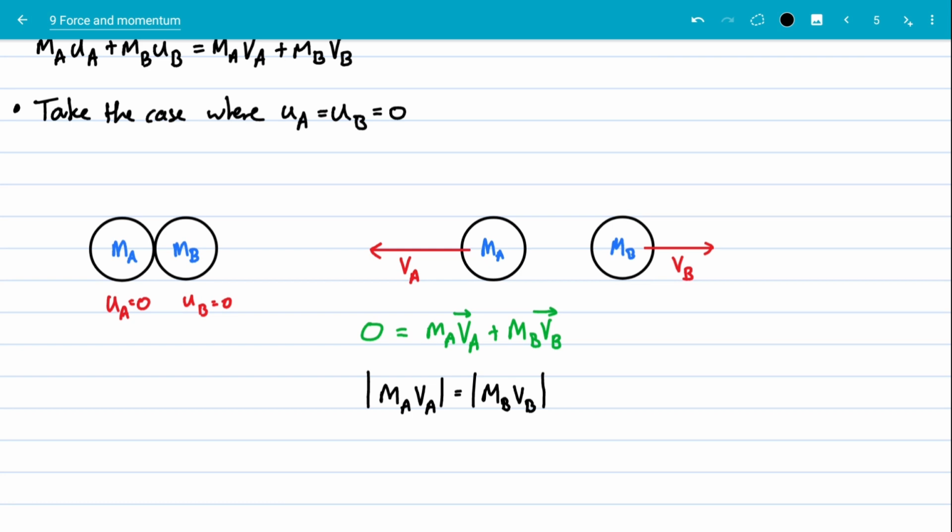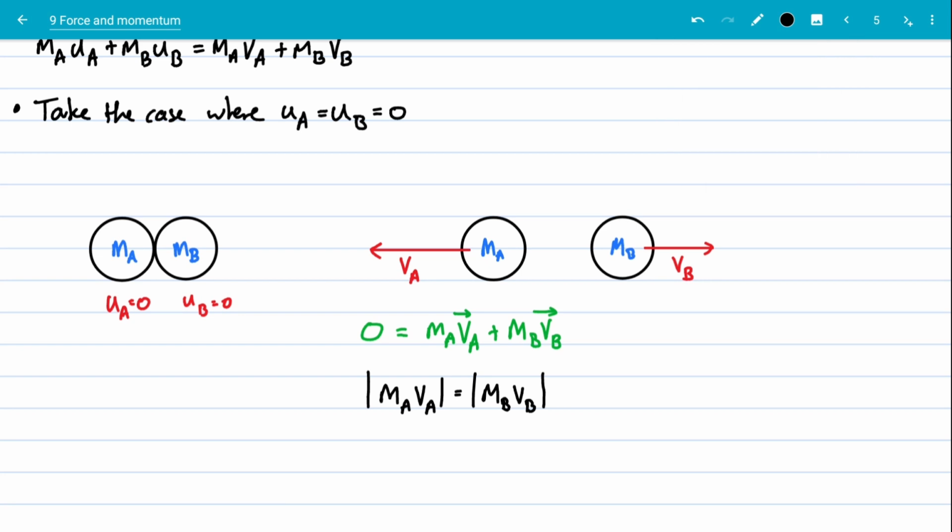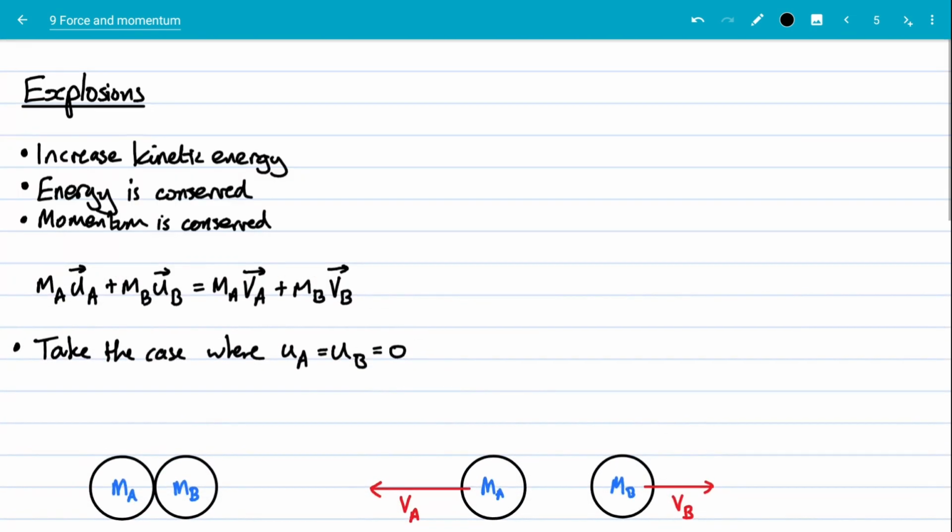If we're working in terms of vectors, then what I've just written would be written as ma va is equal to minus mb vb, like that. And that's absolutely true, but be so careful with the signs and whether or not we're working with vectors or scalars. That's it. That's it for explosions. It didn't take much time.